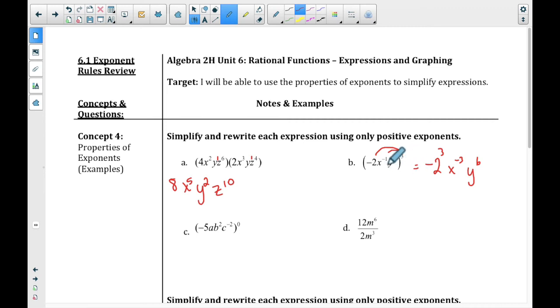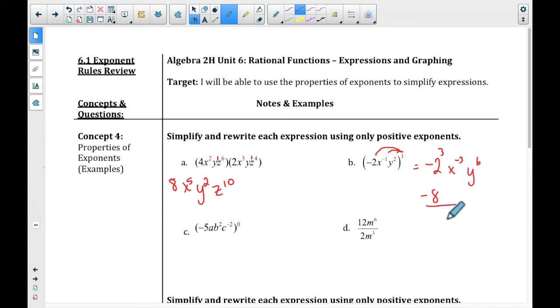There might be some confusion here with the negative sign because it's not very clear. Does that need to be taken to the third power? It does need to be taken to the third power because it's inside the parentheses and the 3 is outside the parentheses. So that's still negative, because negative times negative times negative is negative. So that stays negative, and we have a negative 8.